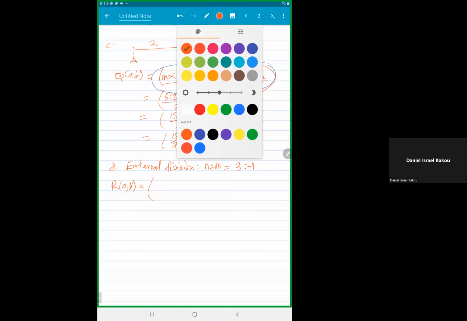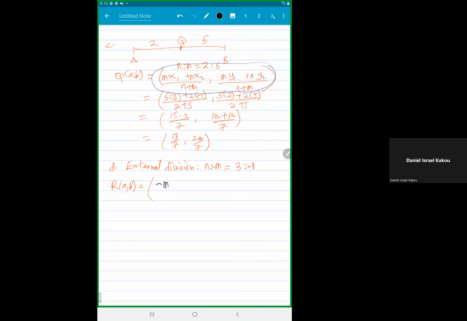So let me use black pen. So I'll have -M x1, right, plus N x2 all over N minus M, then -M y1 plus N y2 all over N minus M. Yeah, I just copied everything from the first formula by just negating every M I see. And now we have everything at our disposal.